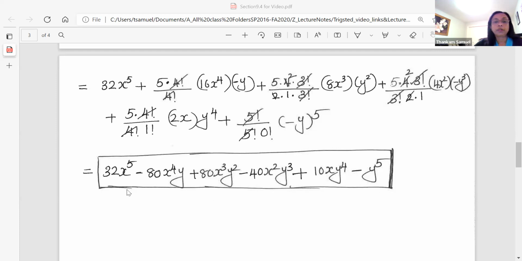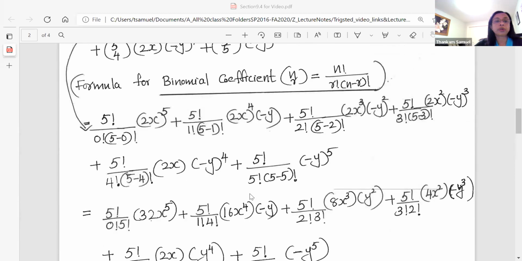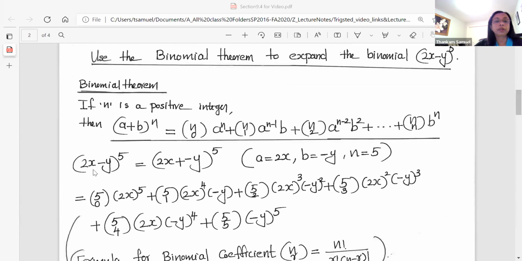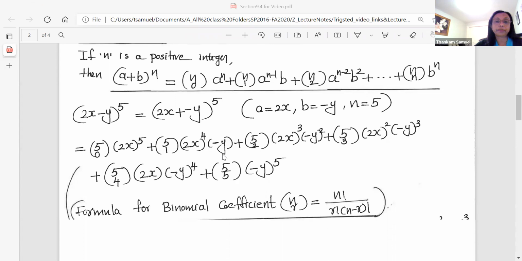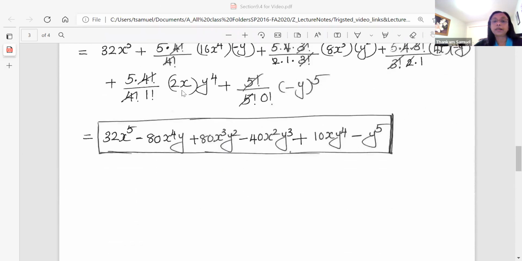So these are the terms in the expansion of 2x plus negative y, the whole quantity to the fifth. So you can see that there are 6 terms in this expansion. Hope you got it.